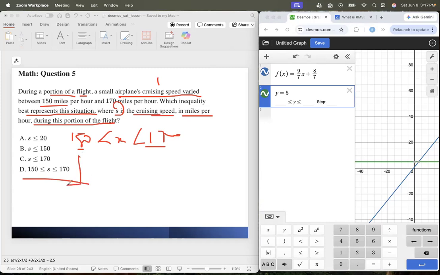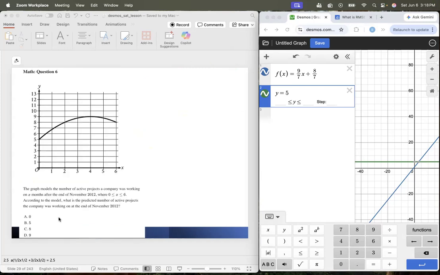This looks like a trap. You think you've got to do something, but you don't have to do anything with the word cruising. This is an English verbal question, but you think you've got to do a bunch of math. The cruising speed is between 150 and 170. Well, the cruising speed is still 150 to 170. I'm picking it and I'm moving on. You don't have to do anything.